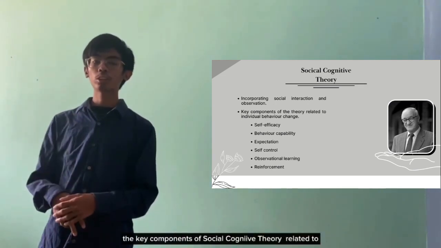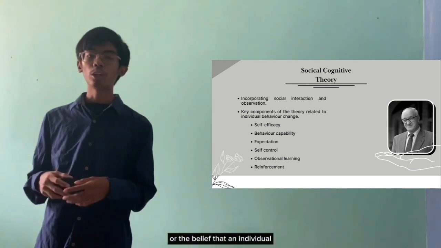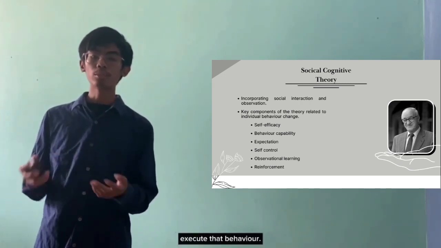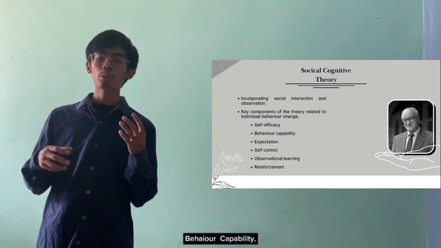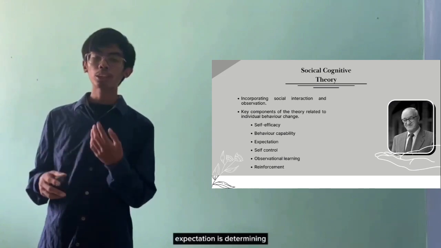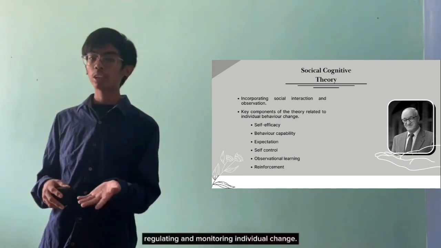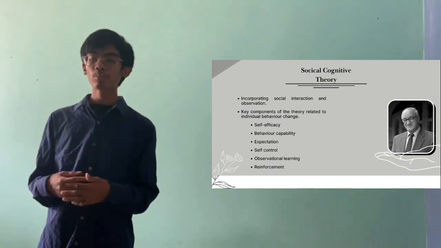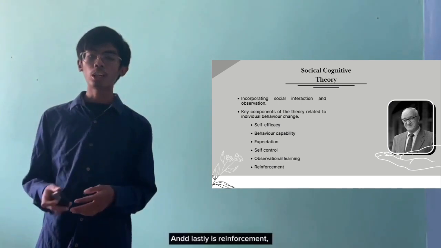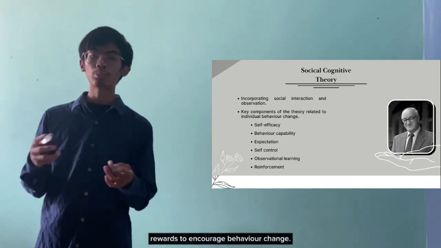The key components of social cognitive theory are related to individual behavior change, and one of them is self-efficacy, or the belief that an individual is able to control and execute their behavior. Other than that is behavior capability, which is understanding and having the skill to perform the behavior. Expectation is determining the outcomes of behavior change, while self-control is regulating and monitoring individual change. Observational learning is watching and observing the outcomes of other people's desired behavior, and lastly is reinforcement, which is promoting incentives and rewards that encourage behavior change.